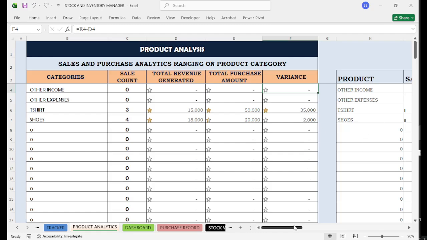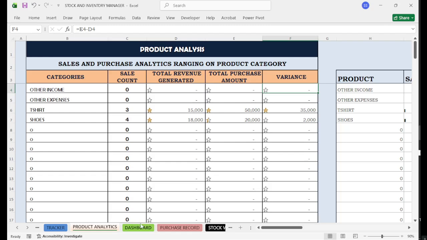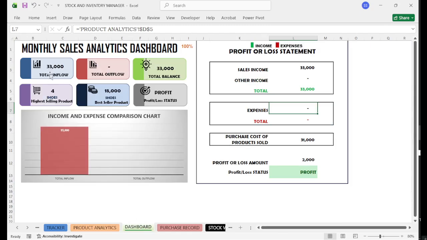So you can see the graph I was talking about. It has started increasing here. Then the dashboard here, total inflow of money, that's 3,000 so far. Total outflow, that's when you make an expense, is going to be detailed here. Then the balance here. Then the highest selling product so far is shoe, because you sold 4, the best seller.